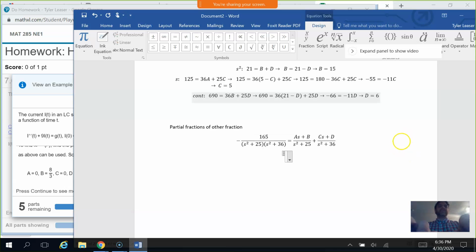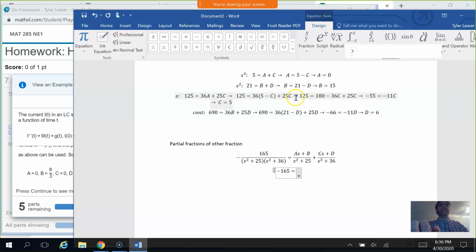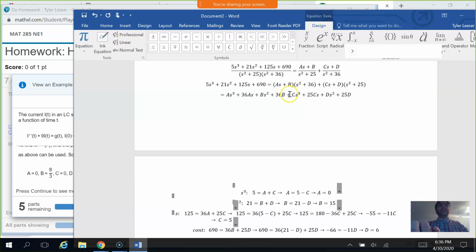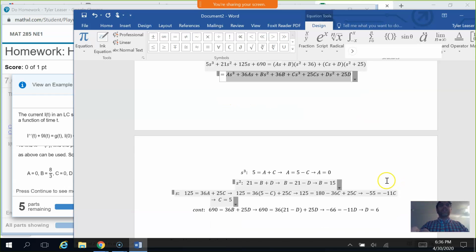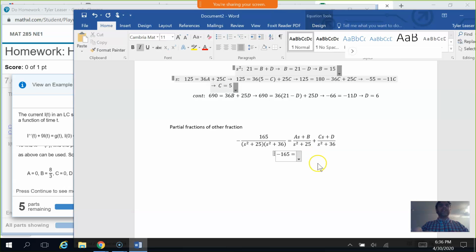Multiplying both sides, we get negative 165 on the left. And because we already multiplied out the right-hand side up top here, I'm just going to copy it down. I hope you wrote it all out and still have it. I'll let you guys kind of catch up before I move on from this. But notice that it is the same right-hand side all multiplied out, which is nice.